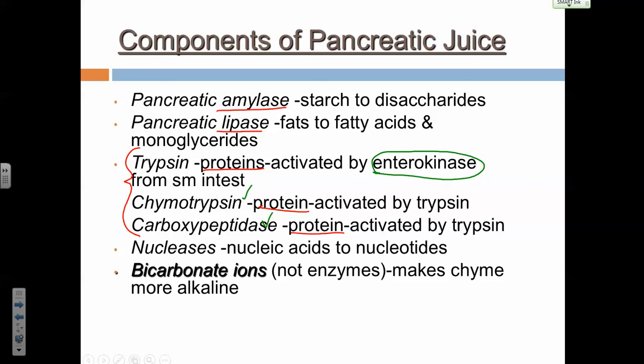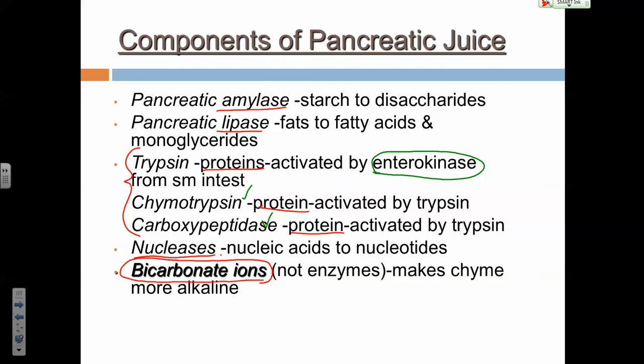All right, and then nucleases. You don't think about nucleic acids being in the foods that you eat, but they are. There's DNA and RNA, and you get some benefit from that. Some of that gets absorbed. But nucleases tend to break those down.